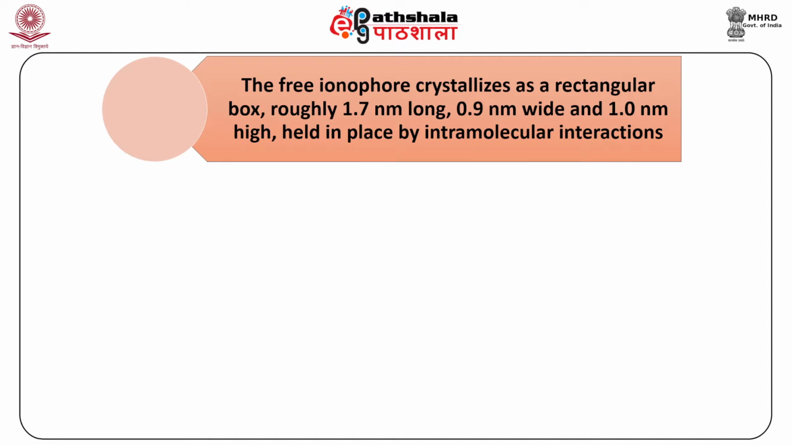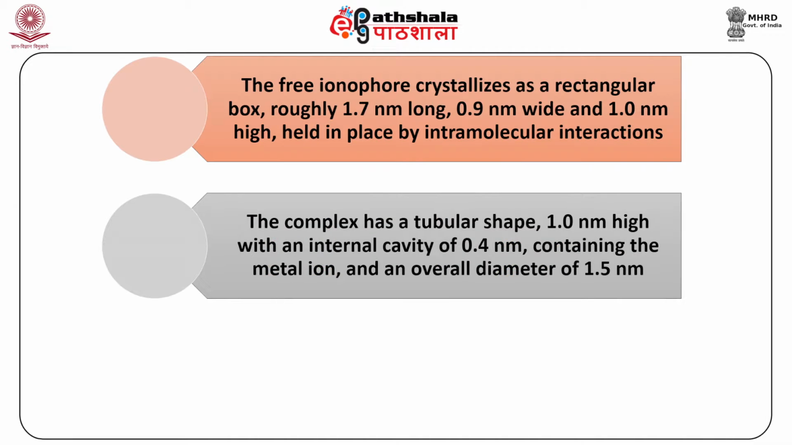The free ionophore crystallizes as a rectangular box, roughly 1.7 nanometers long, 0.9 nanometers wide and 1.0 nanometer high, held in place by intramolecular interactions. The complex has a tubular shape, 1.0 nanometer high, with an internal cavity of 0.4 nanometers containing the metal ion, and an overall diameter of 1.5 nanometers.